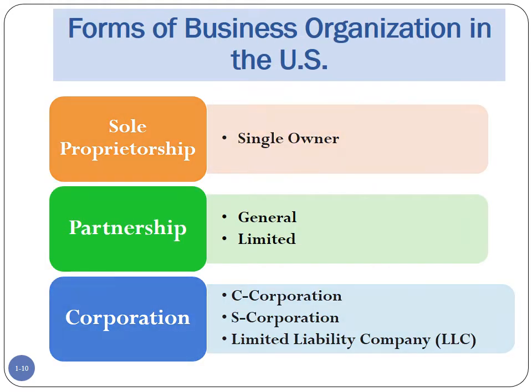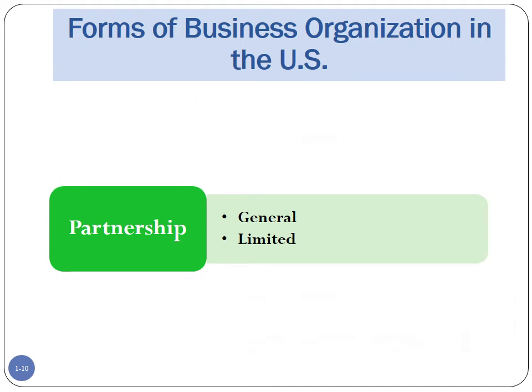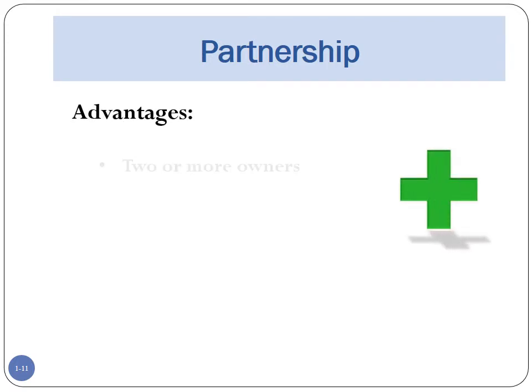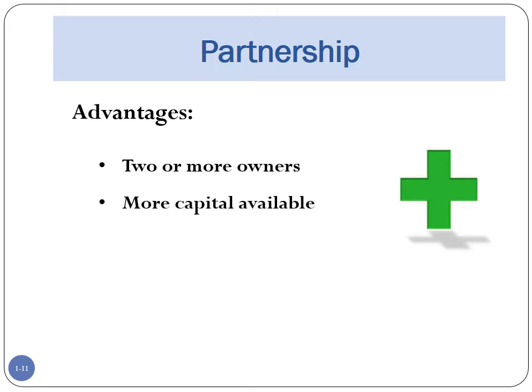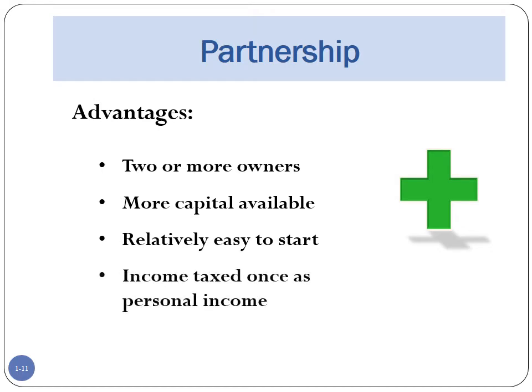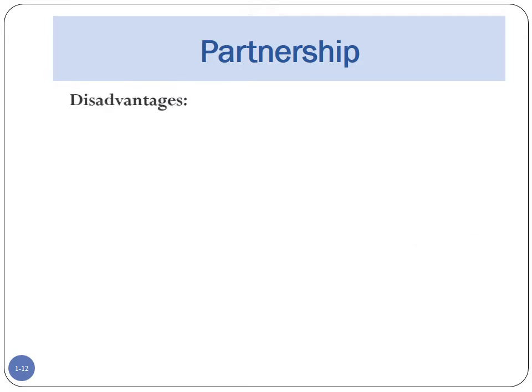Partnerships, on the other hand, are a little bit different. There are two types, the general partnership and the limited partnership. There are several advantages to partnerships. They generally have two or more owners, several owners. There's more capital available because there's just more people to provide it. They are relatively easy to start, and as with sole proprietorships, the income is taxed once as personal income.